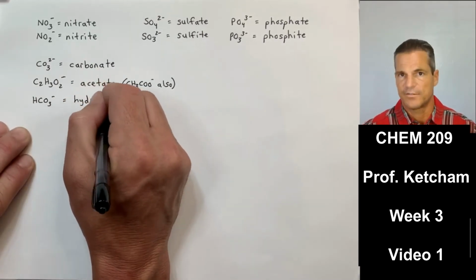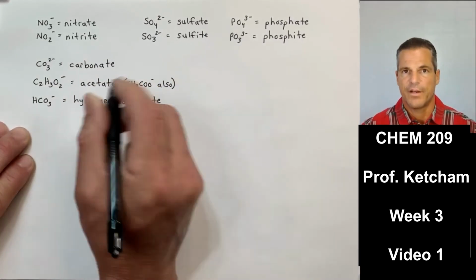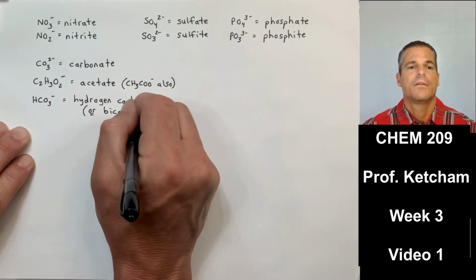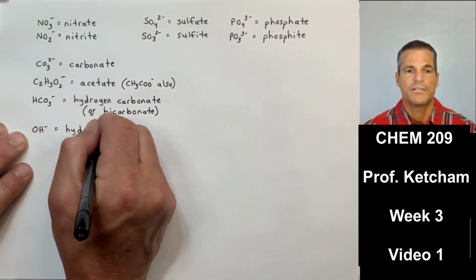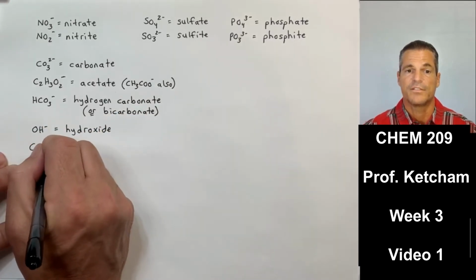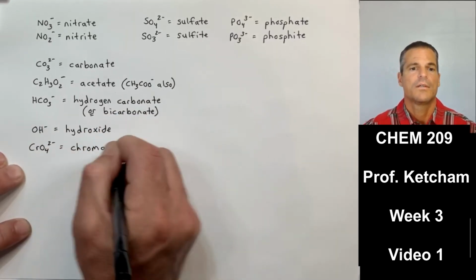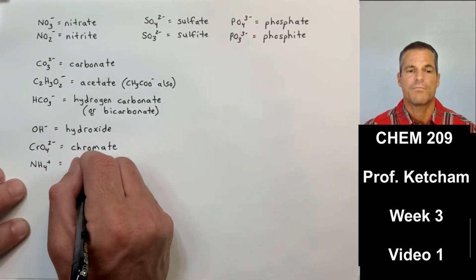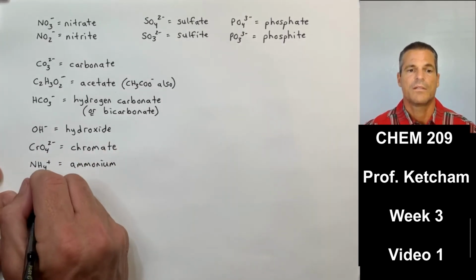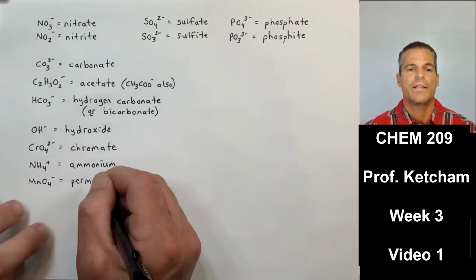Now we're going to go down a list of some random ones. Random but very common and worth knowing. CO3 2- is carbonate, C2H3O2- is acetate, which is also written CH3COO-. Bicarbonate, HCO3-, OH- hydroxide, very common. CrO4 2- is chromate.